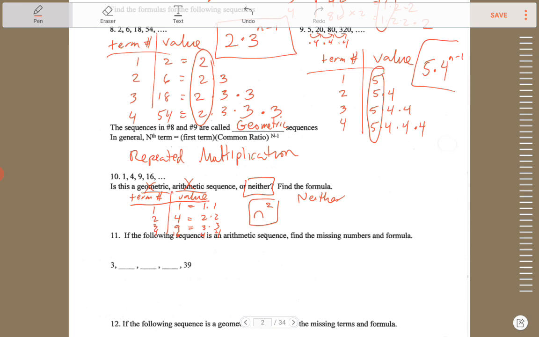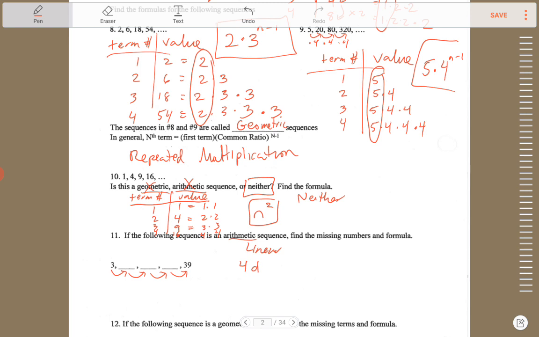All right, number 11. If the following sequence is arithmetic, so therefore we know it's linear, then find the missing numbers. So we know we're going to have to add the same number, add the same number, and add the same number to get to 39. How many times have we added? 1, 2, 3, 4. So we have 4 common differences. Let's call that 4D.